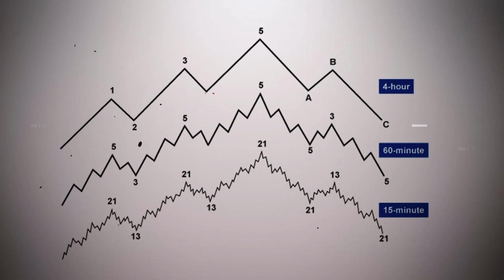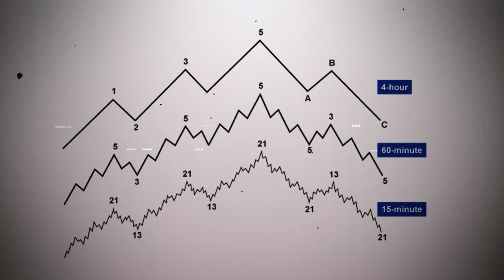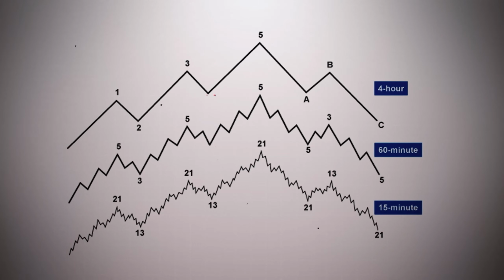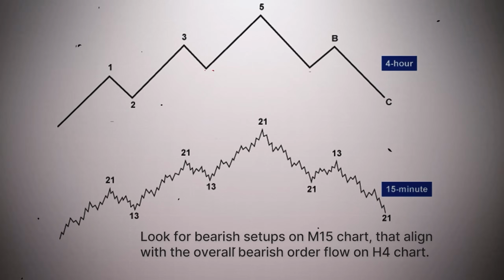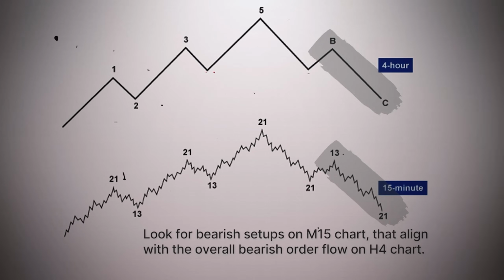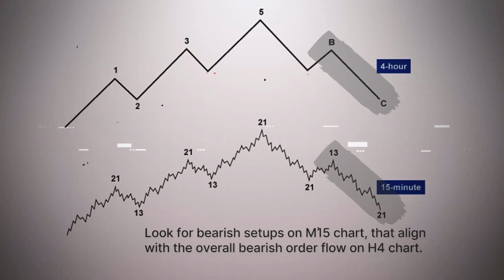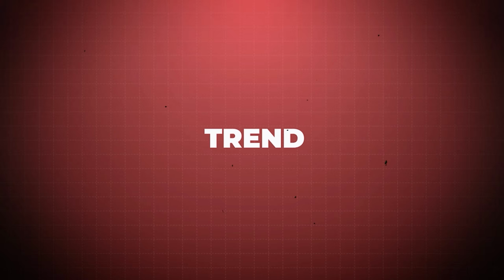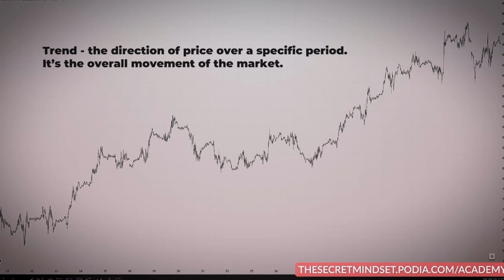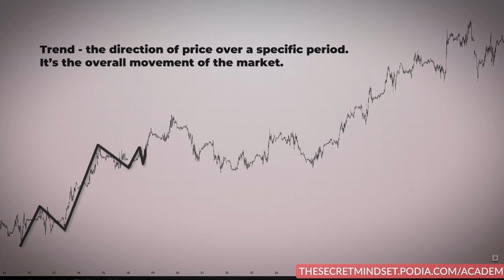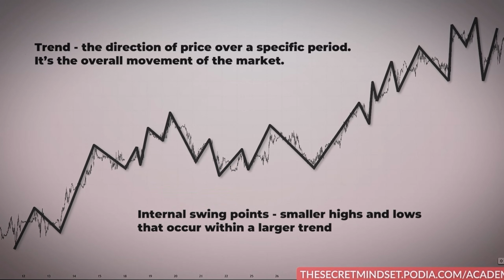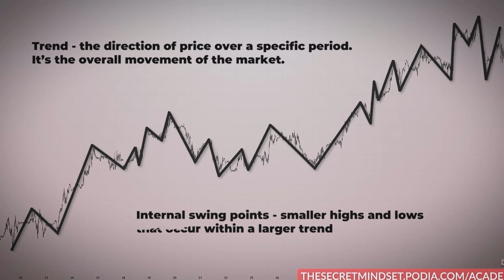Thus, by comparing the 15-minute swings to the 4-hour trend, you can get a sense of how the market is behaving on a smaller scale. You then simply look for bearish setups on the 15-minute chart that align with the overall bearish order flow on the 4-hour chart. Trend is all about the direction of price over a specific period. It's the overall movement of the market. To identify the trend, you need to focus on the internal swing points on a lower time frame. Internal swing points are the smaller highs and lows that occur within a larger trend.